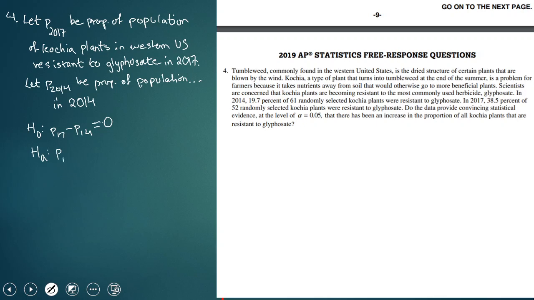So we have P17 minus P14 has to be greater than 0 to show that there's an increase over time. Sorry, I changed my variable names. They should be P2017 and 2014. Let me see if I can fit that in. Okay, so P2017, P2014. So now that we've defined our null hypothesis and our alternate hypothesis, we can then say our test that we're going to do.